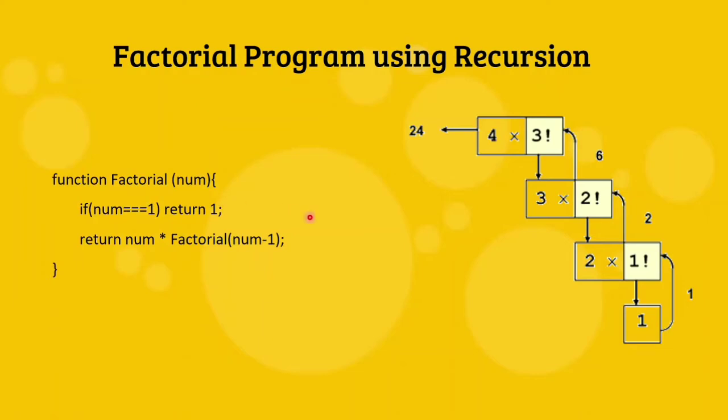As we already know, factorial of 4 is equal to 4 into 3 into 2 into 1. So our base case will be num is equal to 1. Once the number reaches 1, we need to stop it, so that we are writing here. And then in the other return part, we keep on calling the same function again and again.